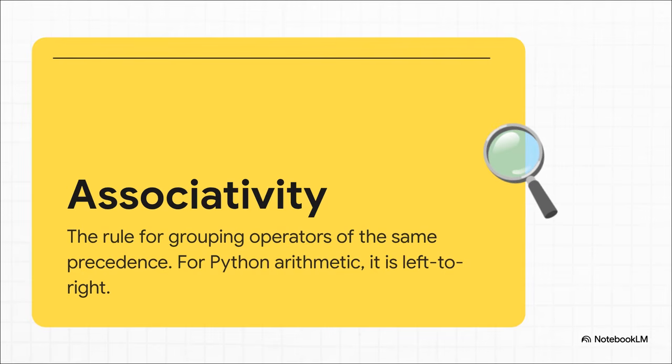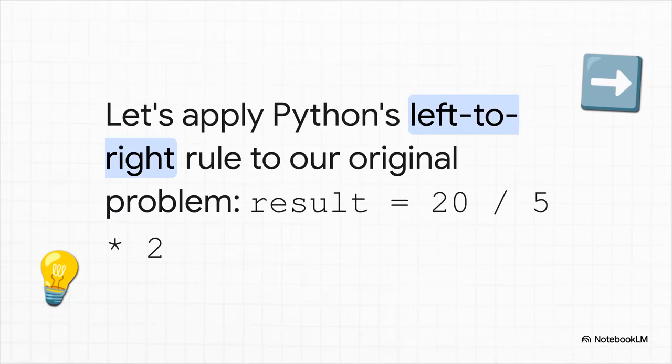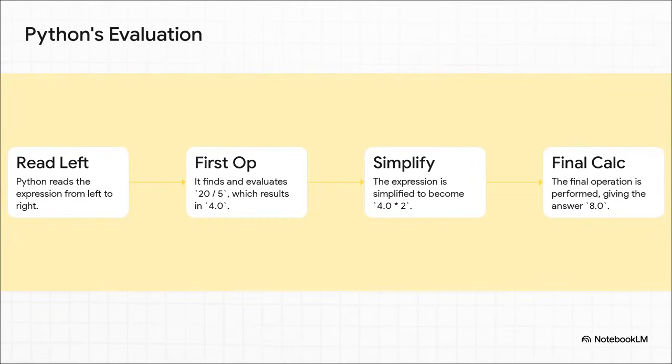All this means is that when operators have the same rank, Python doesn't play favorites. It just works its way through the expression from left to right, just like you'd read a sentence in a book. Okay, armed with that little piece of knowledge, let's circle back to our original problem and see exactly how Python tackles it. And this just lays it out perfectly.